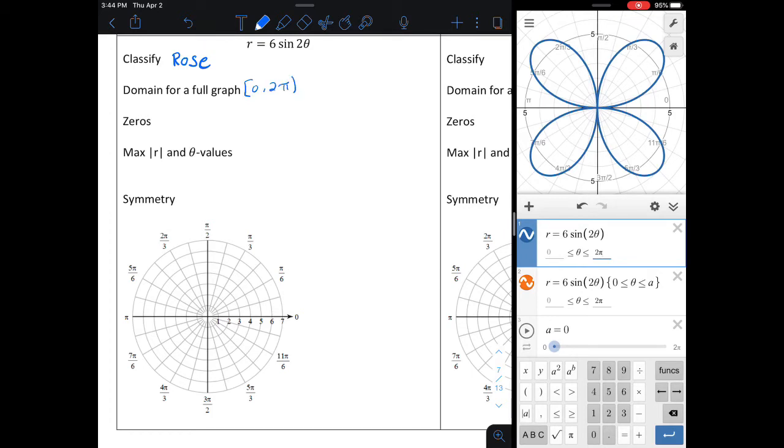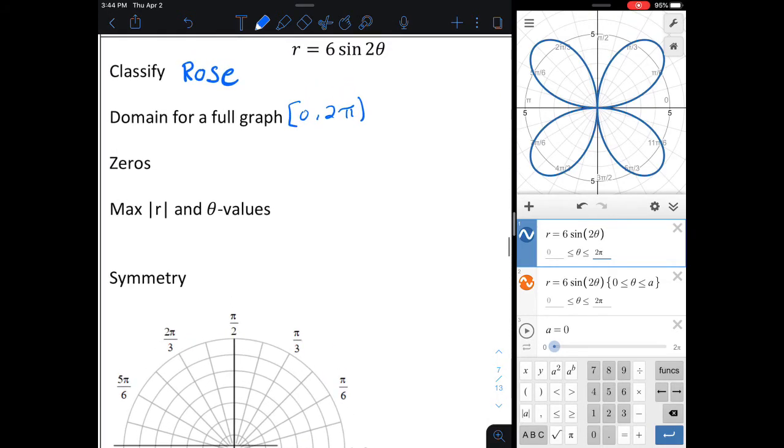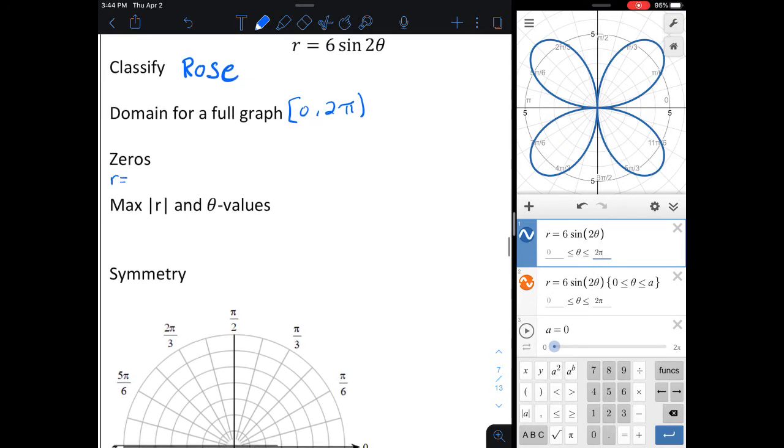And let's try to go through, and I'll say, all right, well, what's next? Let's find the zeros. When does r equal 0 on this graph? So when does it intersect the pole? Well, I've set my equation equal to 0.